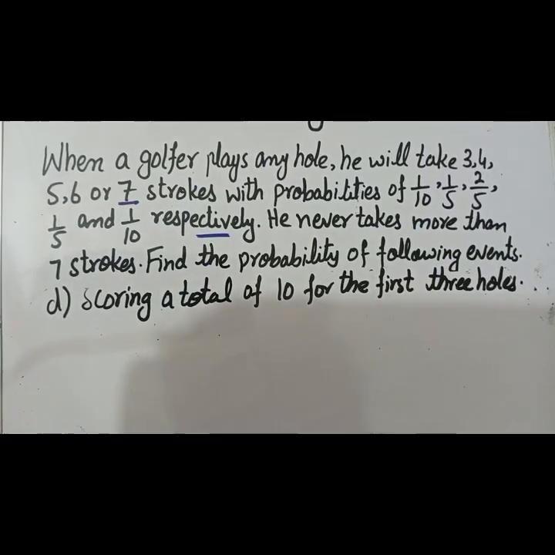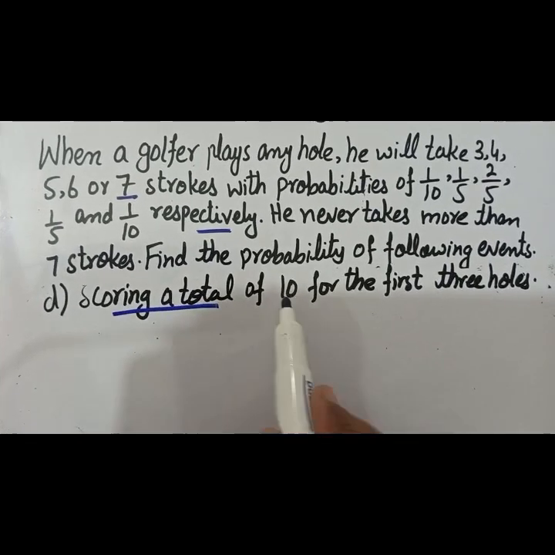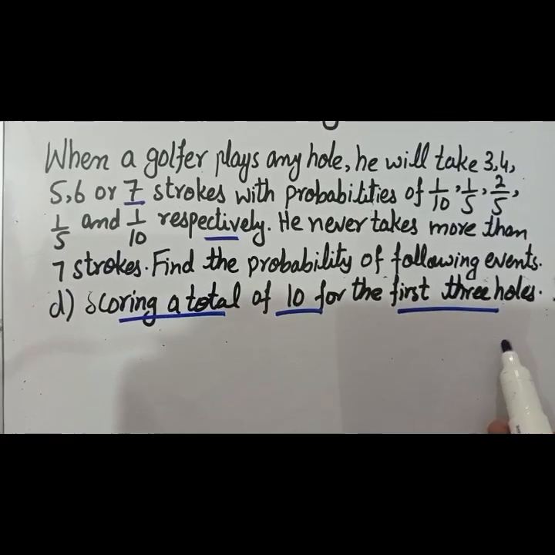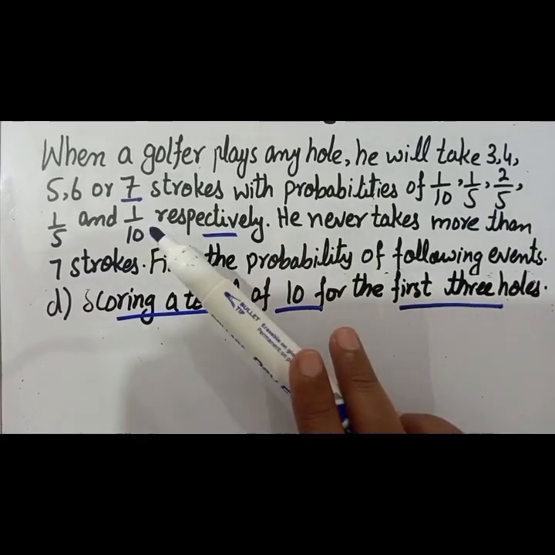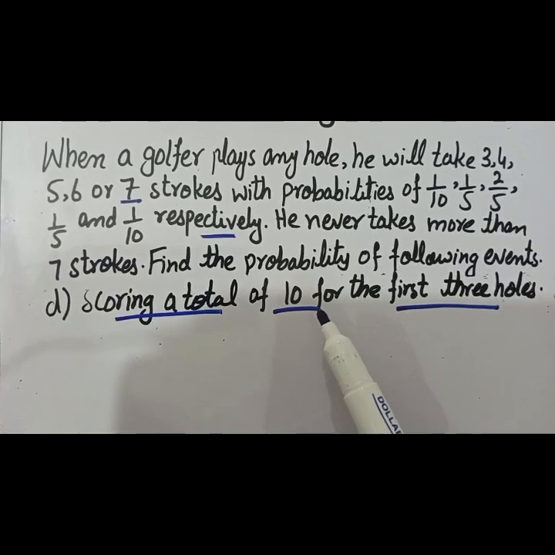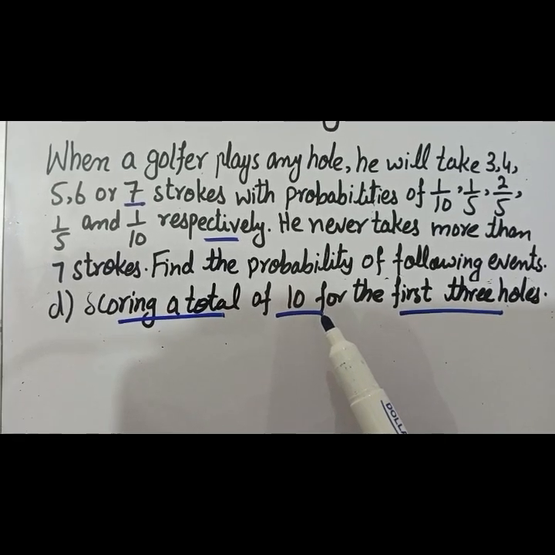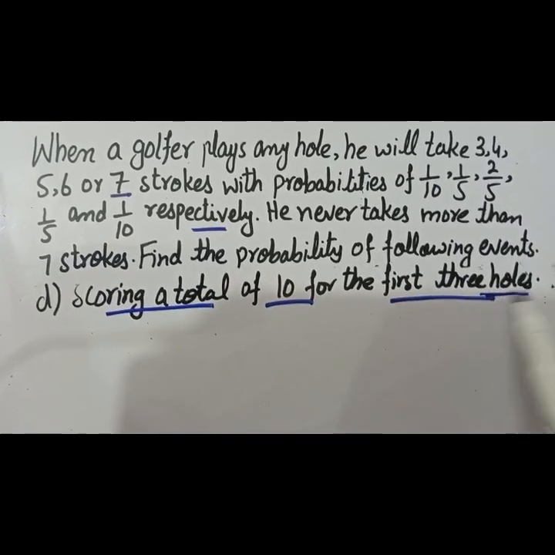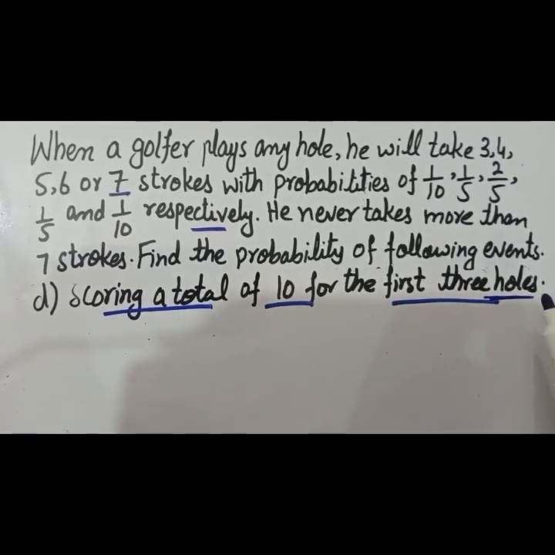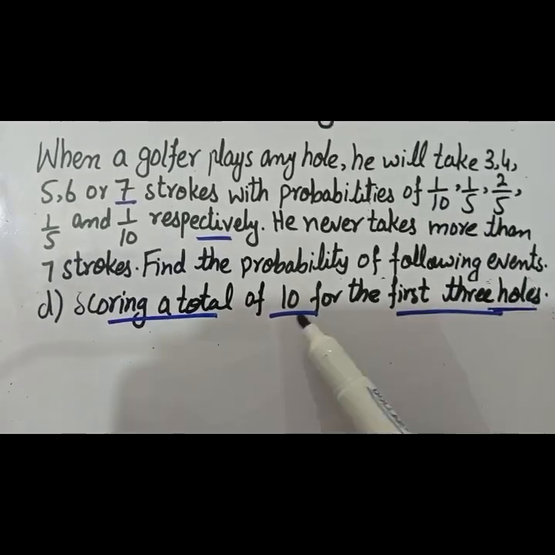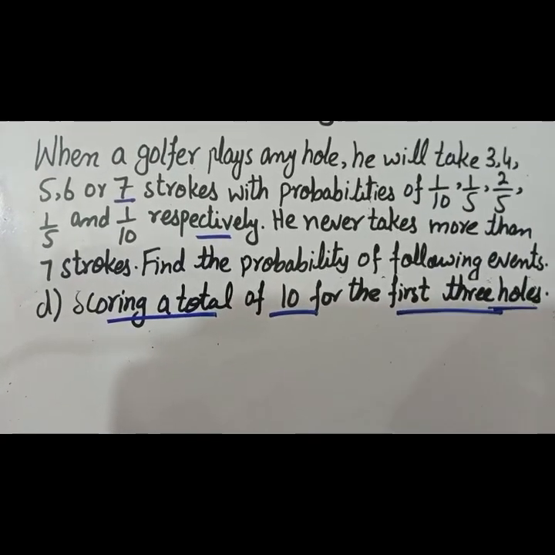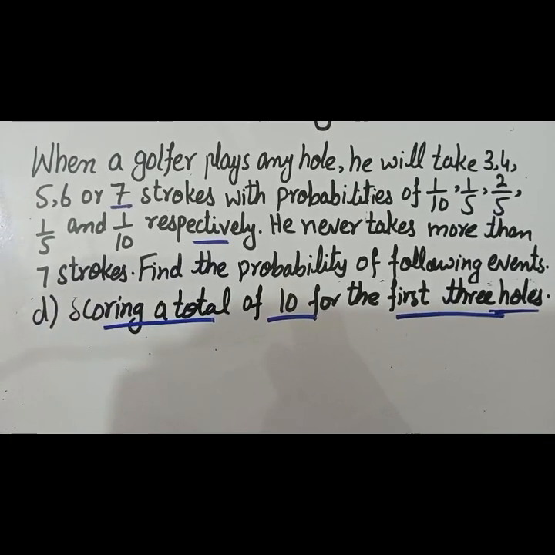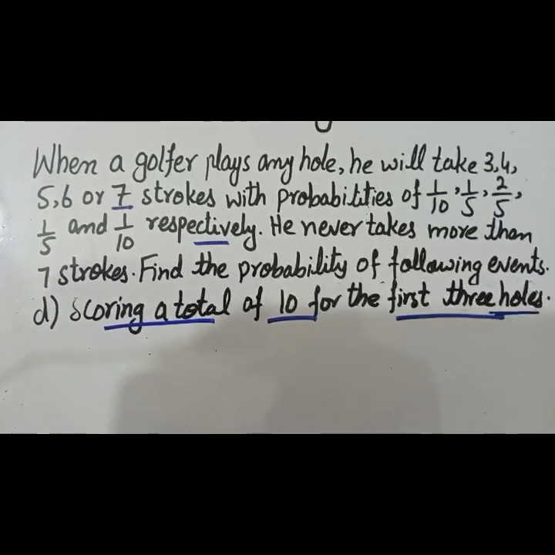Let's move toward part number D. It's saying scoring a total of 10 for the first three holes. It means that you have to combine these numbers 3, 4, 5, 6 and 7 in order to get 10, while you are given the condition that you can choose only three numbers because he is having the first three holes. It means he is having only three chances to make the total of 10. He is having a target of 10, but he is having three balls in the other case. So what combination of 3, 4, 5, 6 and 7 can we make in order to get 10?